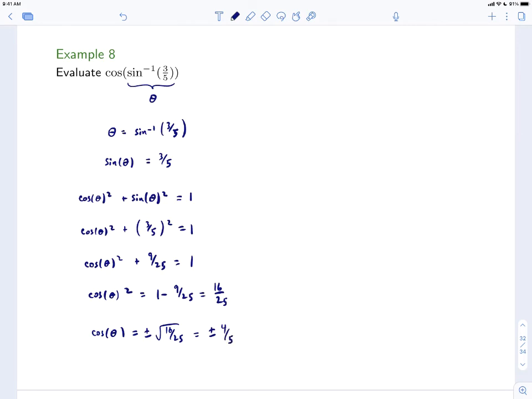Plus or minus. So we have to figure out what quadrant we're in. Is this going to be a plus or a minus? Well, how do we figure that out? Well, we just have to think about our restricted domain for sine, because sine inverse is the inverse of sine on a restricted domain. So let's just draw our unit circle like we usually do. When in doubt, draw a unit circle. And what do we know here? Well, sine inverse of 3/5 is going to give you an angle between minus pi over 2 and positive pi over 2. So that means it's going to be over here somewhere.